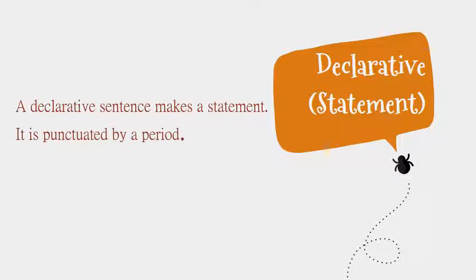It is punctuated by a period. So a statement states something, tells something, or declares something, and it's punctuated by a period. Example: the dog in the neighbor's yard is barking. Here I'm telling you something, and I must have a period at the end. Then it is a declarative sentence or a statement.